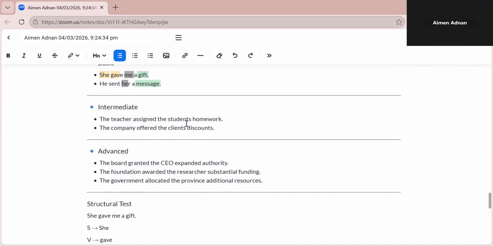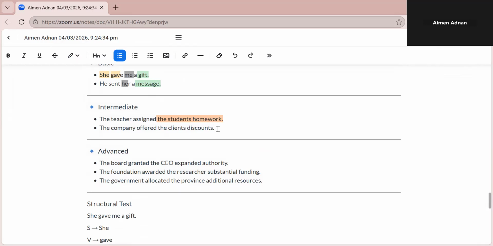So look at the intermediate examples. The teacher assigned the students homework. Yes, now, the teacher is assigning the students, the action is being performed on the students. That is why students will be the indirect object, while the name of the action that is done by the teacher is homework. So, homework will become the direct object.